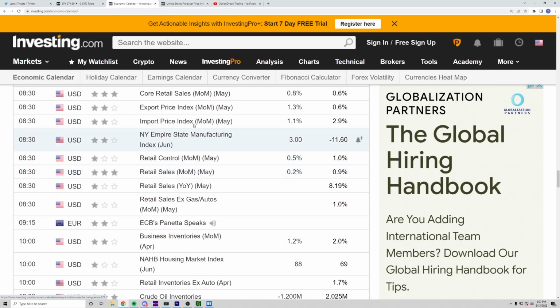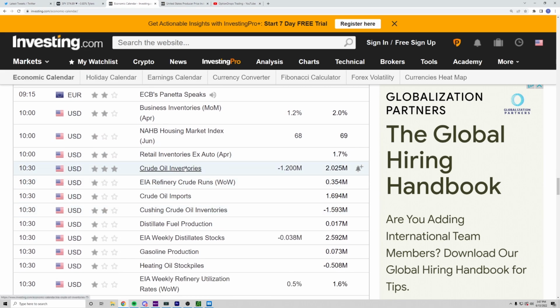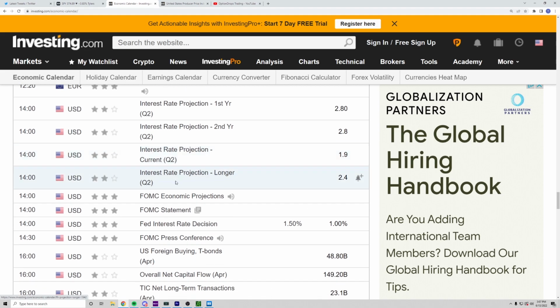You have retail sales, very big. That's going to be the first indicator out of the gates. Crude oil inventories, another big one. But the main one we're watching is around 2 p.m. Eastern, and that's the economic projections, FOMC statement and the interest rate decision. Now, there is a lot of hype behind a potential 75 BPS hike. I want to make it very clear, I do not expect a 75-point hike.